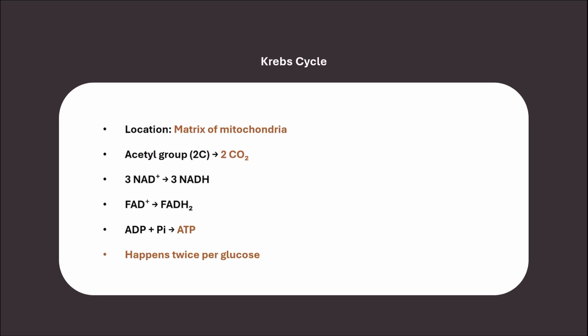Now, acetyl-CoA enters the Krebs cycle, also called the citric acid cycle, which is inside the mitochondrial matrix. For each turn, you get 2 CO2, 3 NADH, 1 FADH2, 1 ATP. And again, since each glucose made 2 acetyl-CoA, the whole cycle runs twice per glucose.